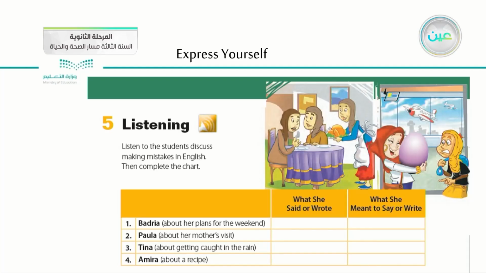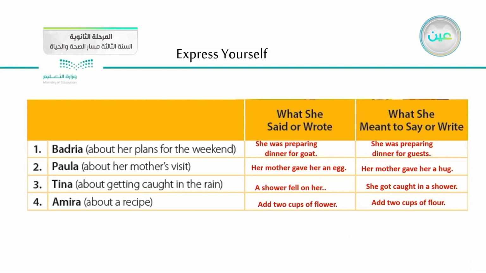In the previous lesson, we listened to a conversation between four friends, Badria, Paula, Tina, and Amira. Each one of them made a mistake while she was learning English. They all talked about their mistakes, what they meant to say or write, and what they actually said or wrote. We listened to their mistakes, we filled the chart together, and the chart after we filled it with the correct answers is as shown here on this slide.